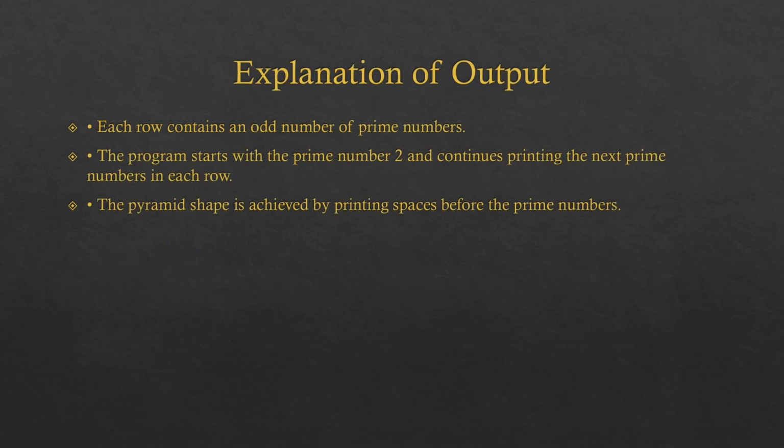In this example, each row contains an increasing number of prime numbers. The first row has just one prime, the second row has 3, and so on. The program prints the primes in a way that visually aligns them into a pyramid shape, starting with the smallest prime number.